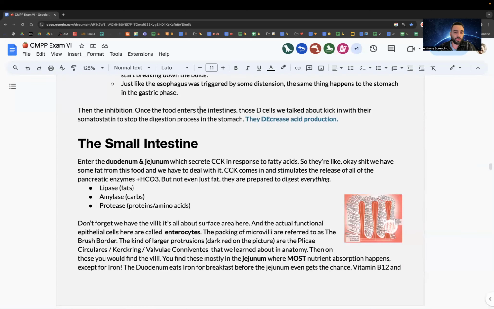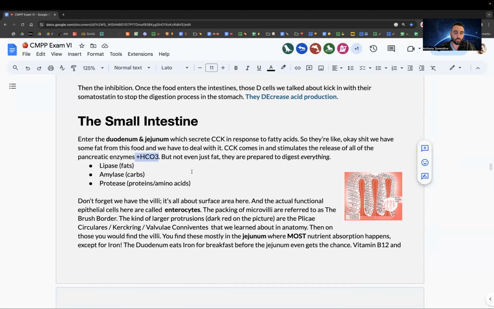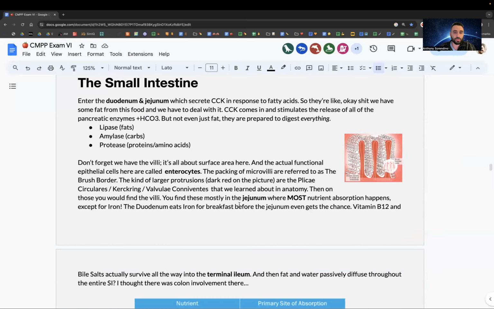So duodenum and jejunum, the first two parts of the small intestine, they're going to secrete CCK, which is then going to stimulate the pancreatic enzymes and bicarb. So the pancreatic enzymes are lipase for fats, amylase for carbs, and protease. And then again, the bicarb as well, which is going to neutralize acidic environments.